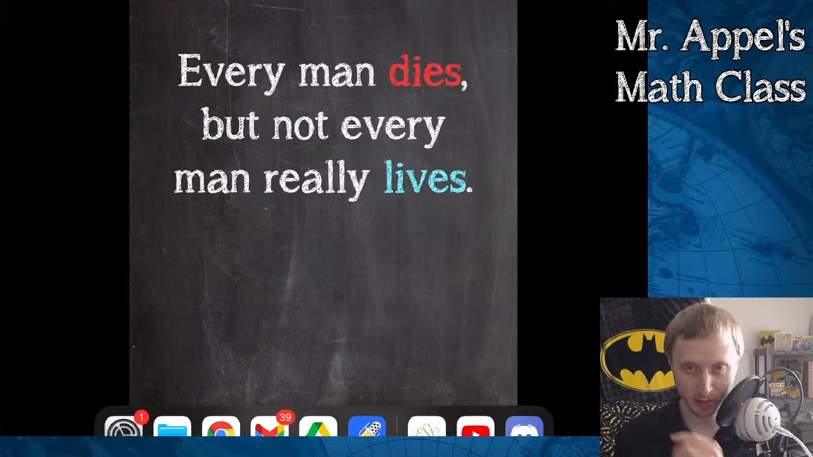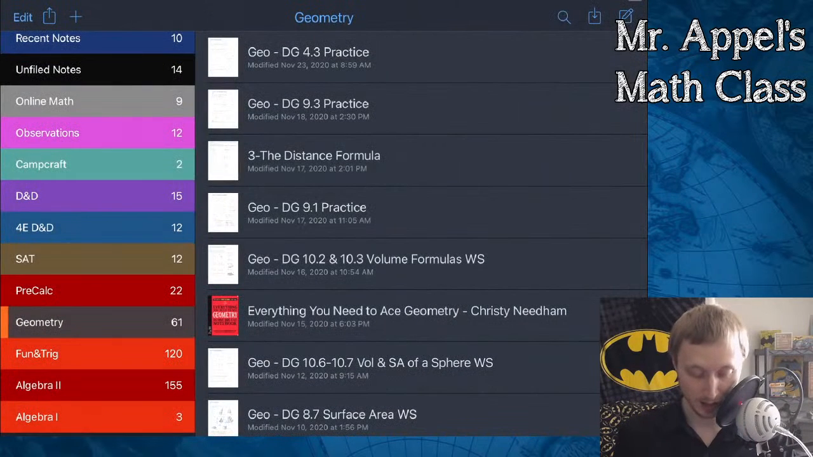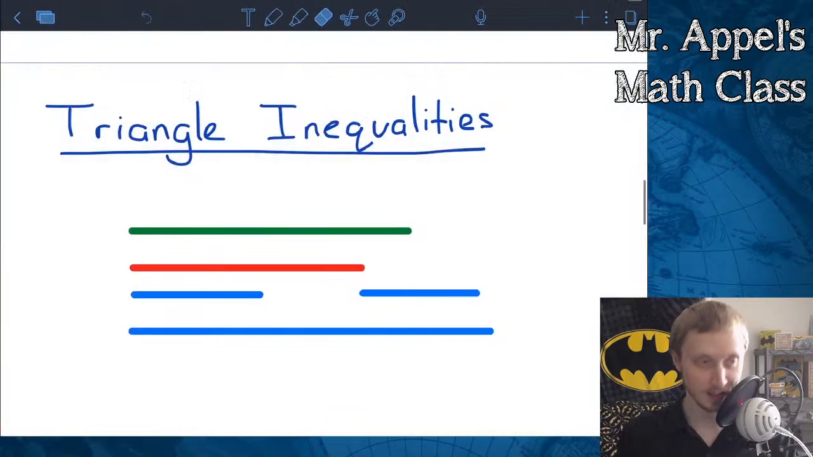We are continuing our discussion of triangles this week. We've got a few new features to investigate for today. The triangle inequalities.